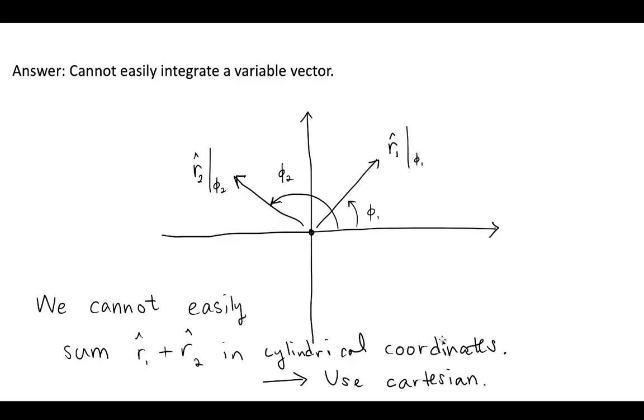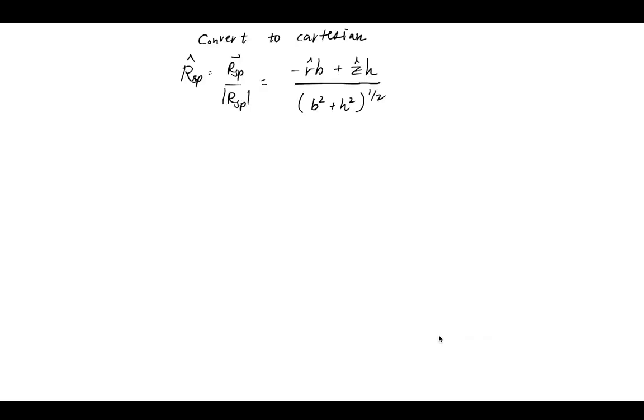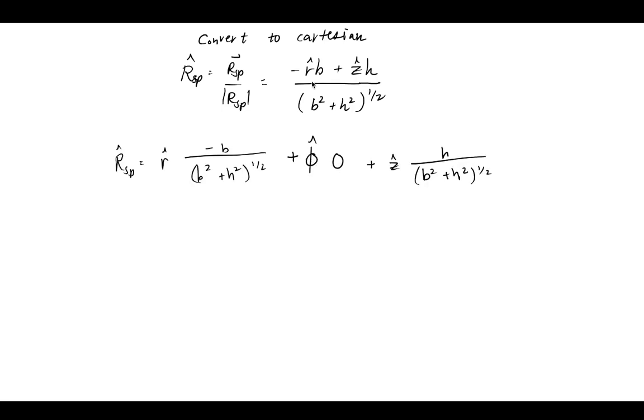In order to get the correct result, you can go back into Cartesian coordinates, and this will force these into x, y, and z forms so that you get the correct result. So let's go ahead and do that. We'll convert this to Cartesian form. This R_SP hat vector, the unit vector in the R_SP direction, we can convert to Cartesian coordinates. To do that, we'll write it out in a longer format where we can easily see the r, phi, and z terms, and we can see that the phi term is 0.